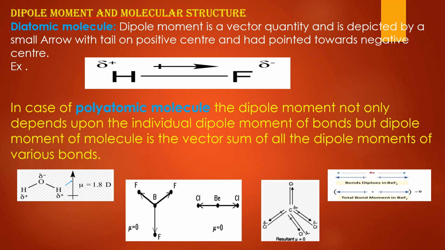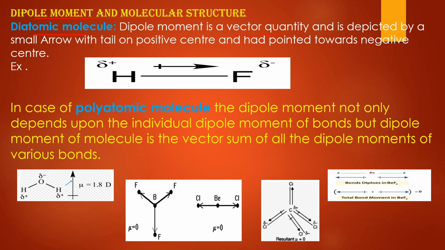Now the next topic is dipole moment and molecular structure. How the dipole moment depends upon the molecular structure. First I am taking a diatomic molecule. Before this you should know that dipole moment is a vector quantity. Vector quantity means its value depends not only on magnitude but also on the direction. Now I am taking the example of HF. It is a diatomic molecule, a heterodiatomic molecule, and there is an electronegativity difference and there is only one bond.